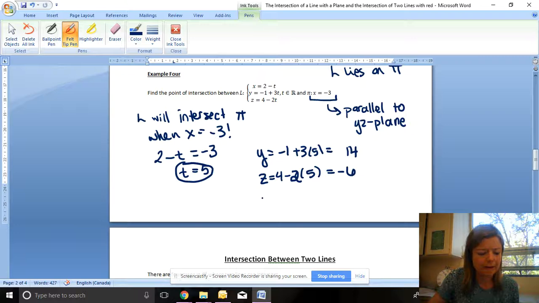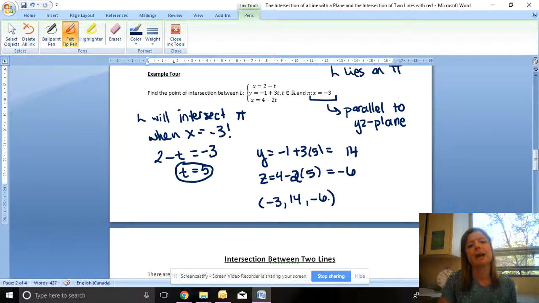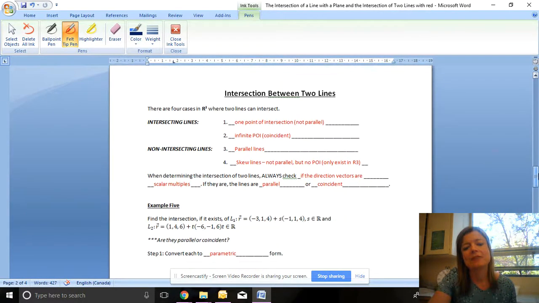It gets a little annoying. Okay, so -3, 14, -6. That is the point of intersection. All right, so that is intersections between lines and planes.